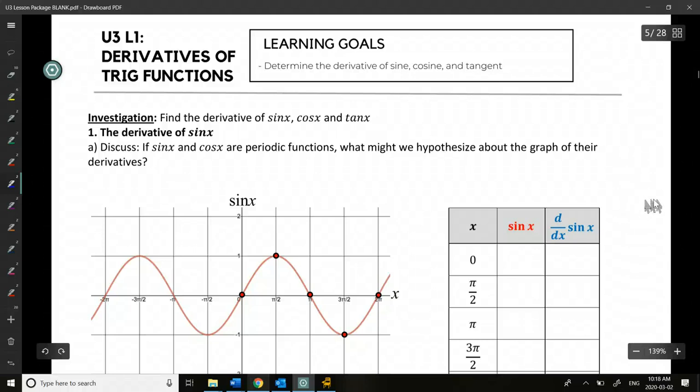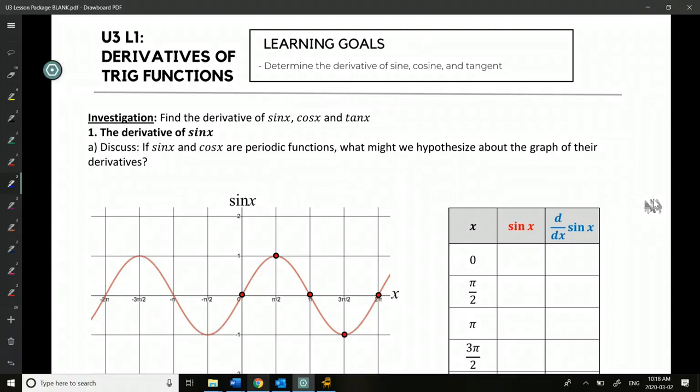Okay guys, so we're going to do a little investigation here. I'm going to do the first part on the first page with you, and then you guys are going to do the second part on the second page. So our investigation is going to be to figure out what the derivatives of sine, cos, and tan are.